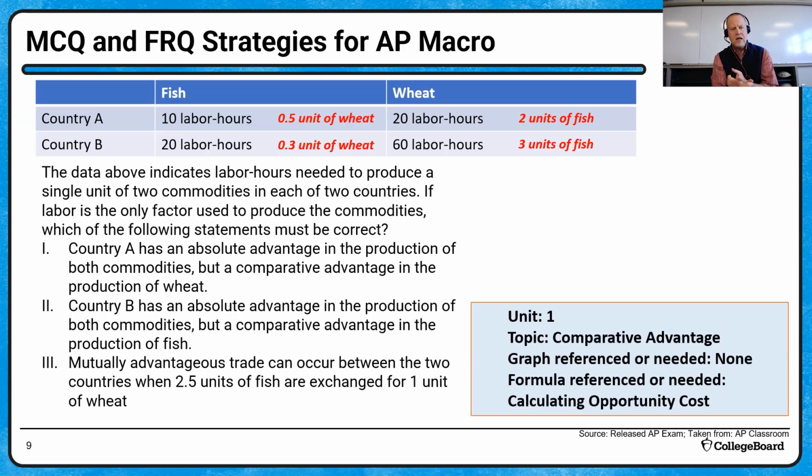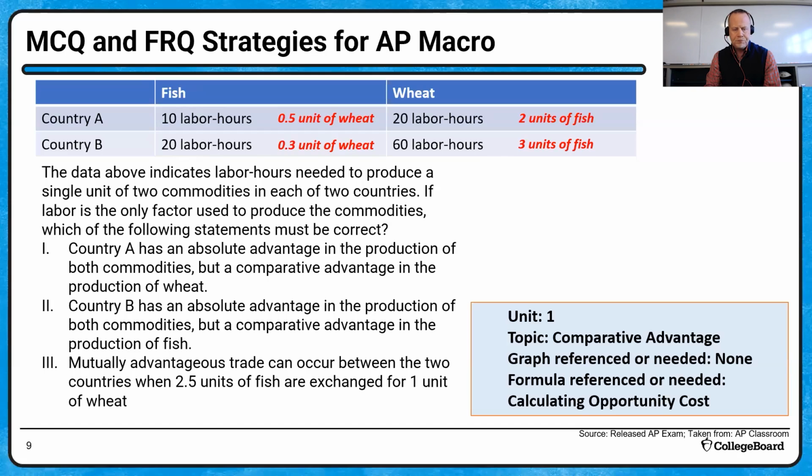So one says country A has absolute advantage in production of both commodities. Well, we already established that's true. Comparative advantage in the production of wheat. That is also true. So one has to be part of my answer. Two, country B has absolute advantage in production of, no, it doesn't. As soon as we get there, scratch it. Two is not true. Two cannot be part of our answer.